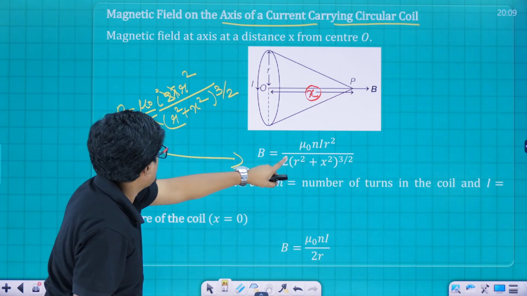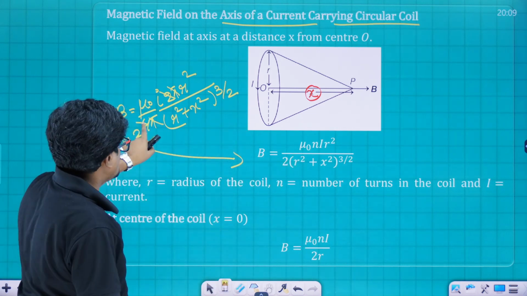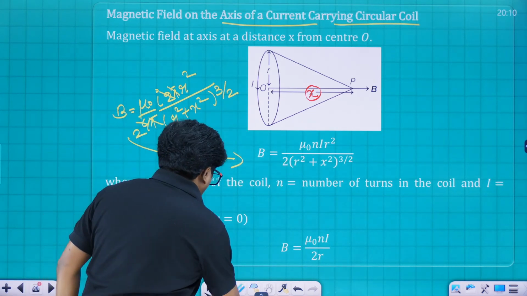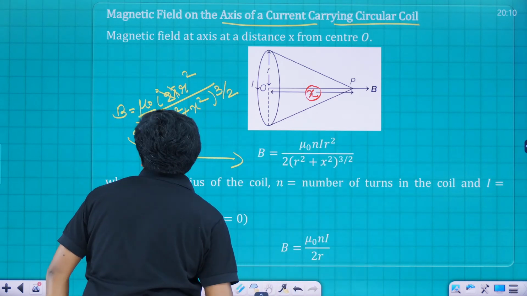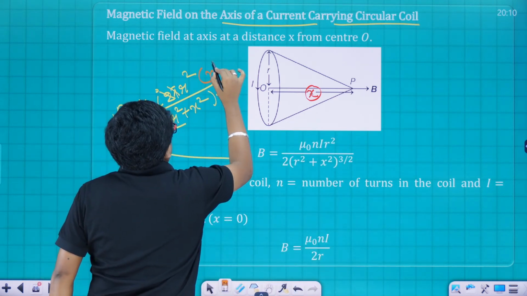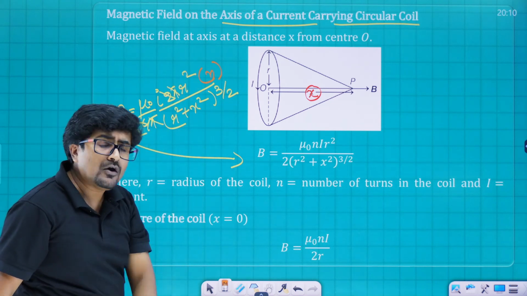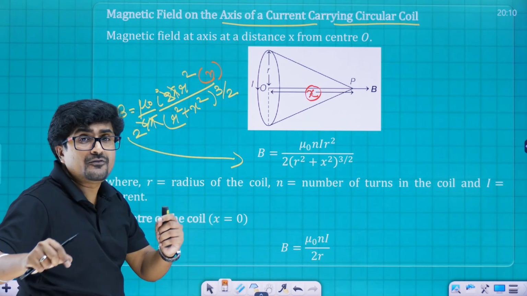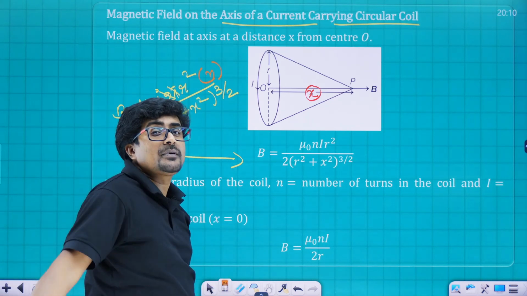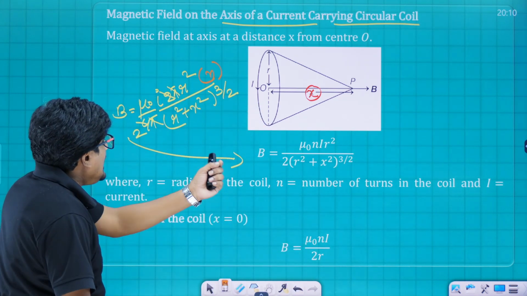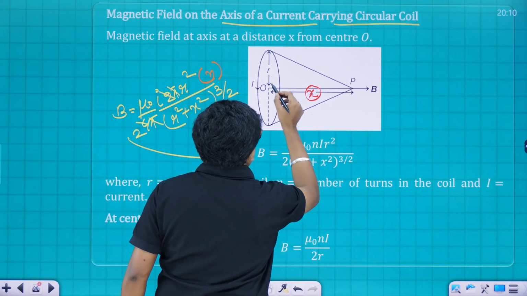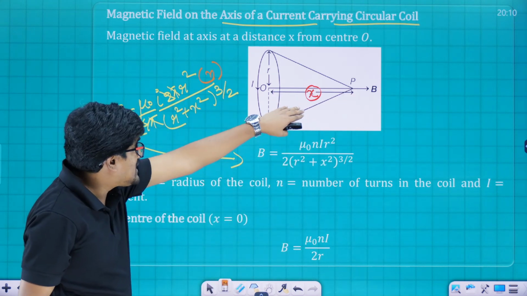Alright, so you can have the same expression there, and here this is just due to one loop, one coil, and if I have n number of turns, the same expression can be multiplied by small n or capital N, whatever you prefer, but it is going to be the number of turns, that's all.